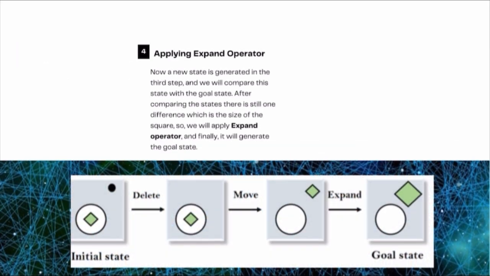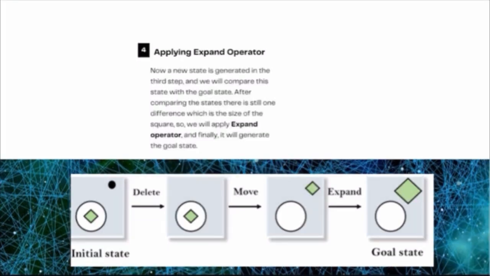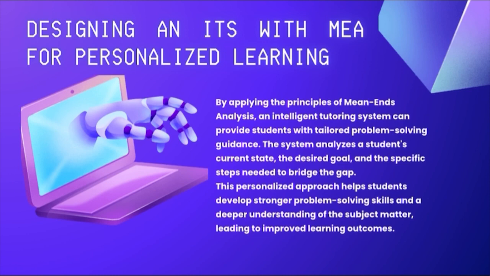Now, to apply the expand operator, because comparing the initial and the goal state, we can see the square is slightly bigger in the goal state compared to the initial state. So now we will be applying the expand operator on the square, so it will finally reach our goal state. This means, using means-end analysis, we will now design an intelligent tutoring system.